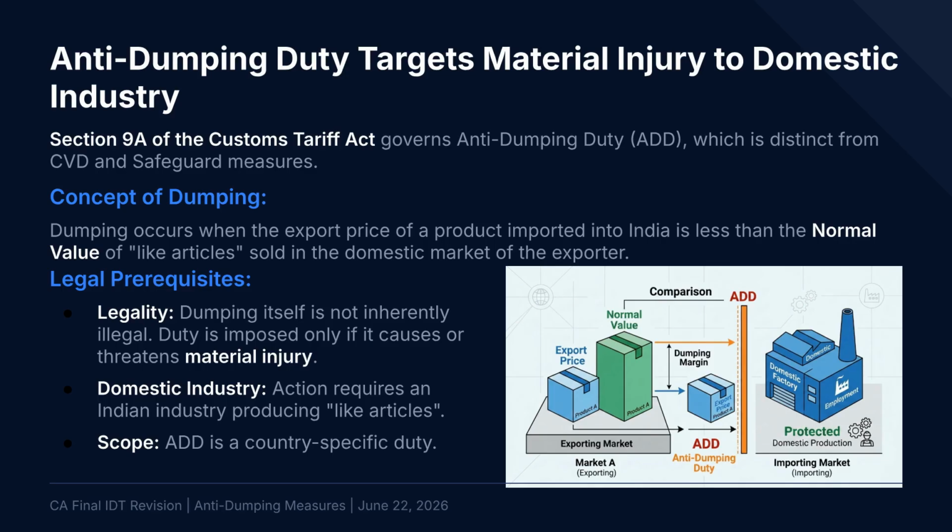Dumping occurs when a product is exported to India at a price lower than its normal value in the exporting country's domestic market. Dumping itself is not automatically illegal. Action is taken only when it causes or threatens material injury to Indian industry. Another important point is that anti-dumping duty is country-specific. It applies only where an Indian industry produces similar goods and can demonstrate injury resulting from dumped imports.